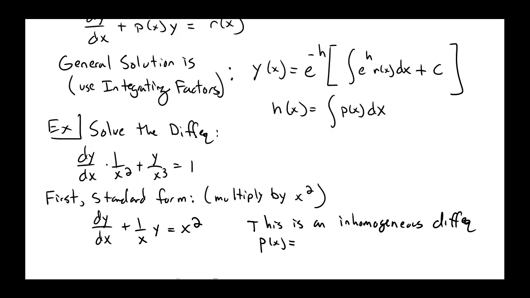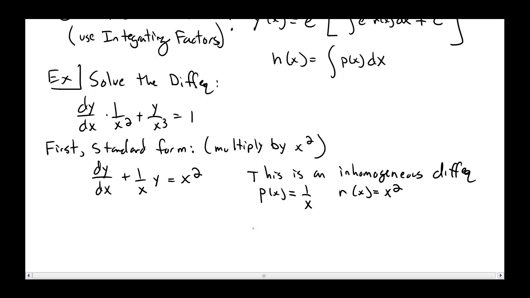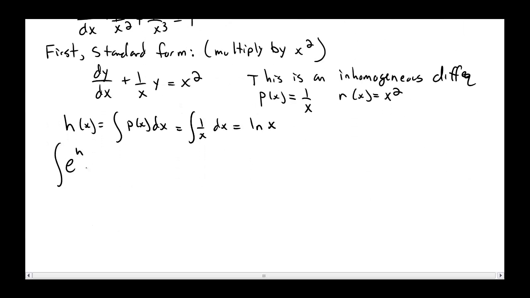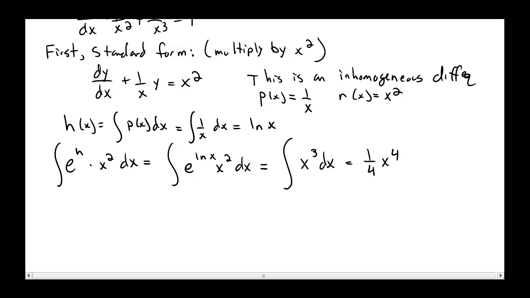So this is an inhomogeneous differential equation, where p of x is 1 over x and r of x is x squared. And so we can immediately write down this integral h, which is the integral of p of x dx, turns out to be log of x. And then this other term, just to actually compute it out, the integral of e to the h times x squared turns out to be 1/4 x to the 4.